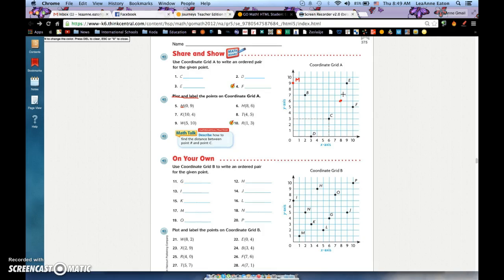Mr. Will be walking around checking to make sure you guys are all plotting these properly. Number 7, we have K, 10, 4. Over 10, up 4. And it's right here under F. We're going to put a dot and we're going to label that K. Number 8, T. Go over 4, up 5. Here we go. Label it T.